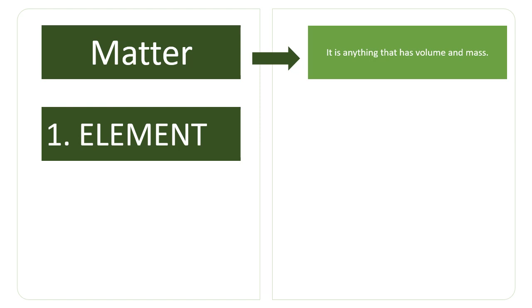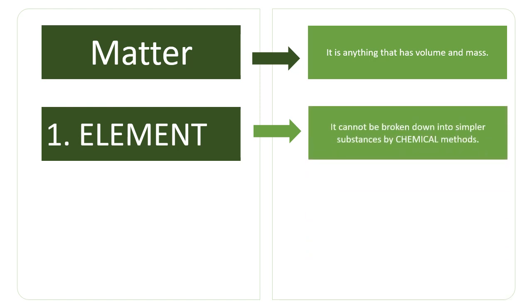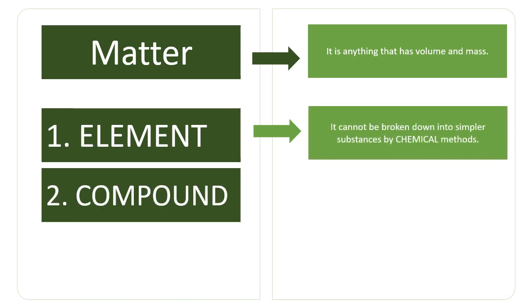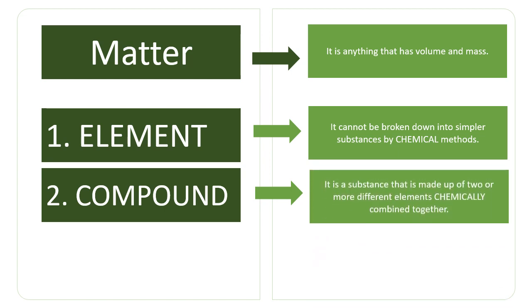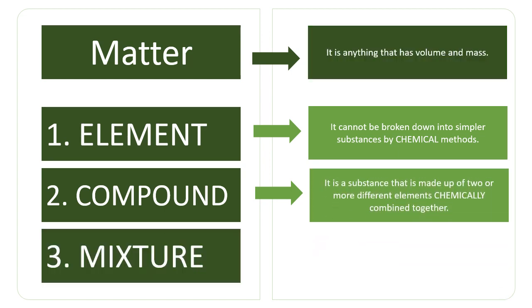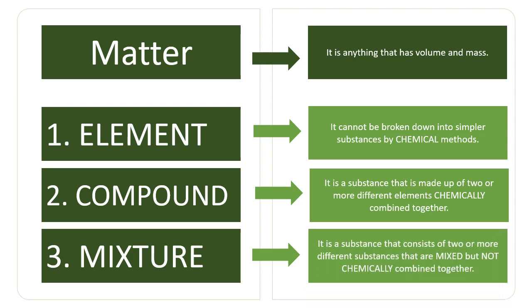An element cannot be broken down into simple or simpler substances by chemical methods. A compound is a substance that is made up of two or more different elements chemically combined together. A mixture is a substance that consists of two or more different substances that are mixed but not chemically combined together.